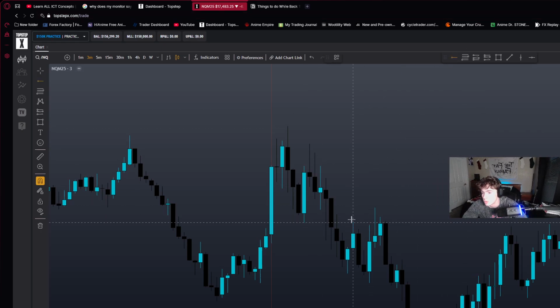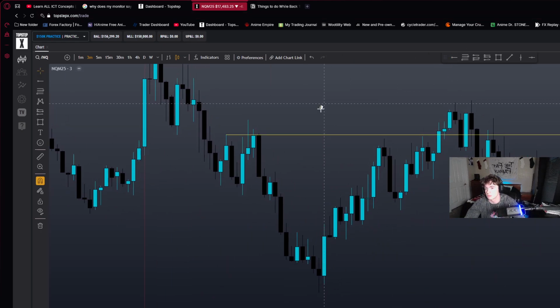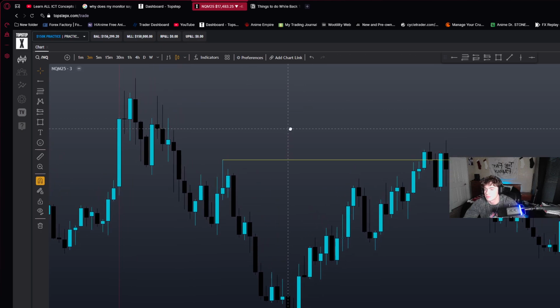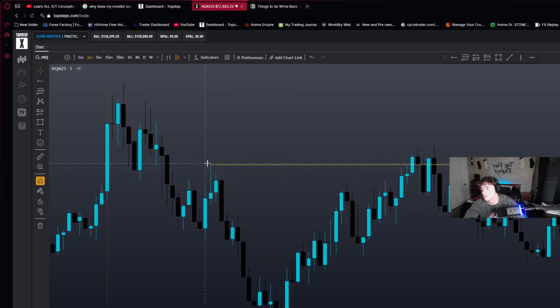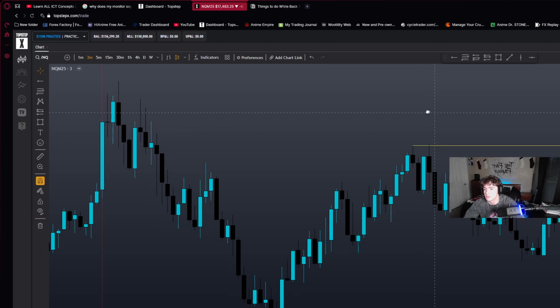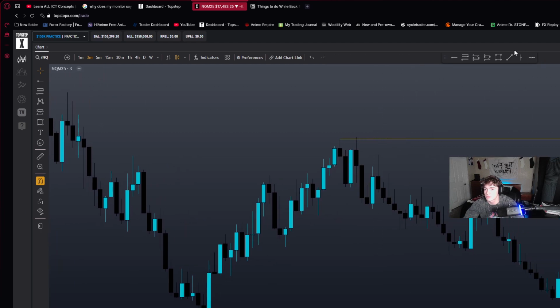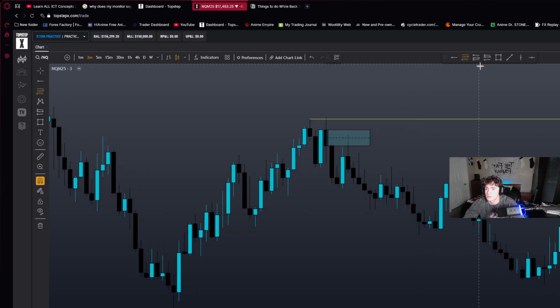We have a liquidity sweep. Liquidity sweep. Well, actually, look at this. No, look at this. Liquidity sweep. Liquidity sweep. An order block. Bang. OTE. OTE. Move down, then move out.